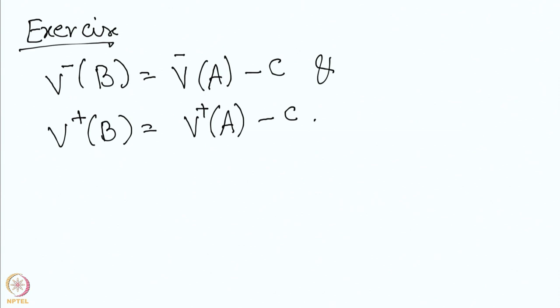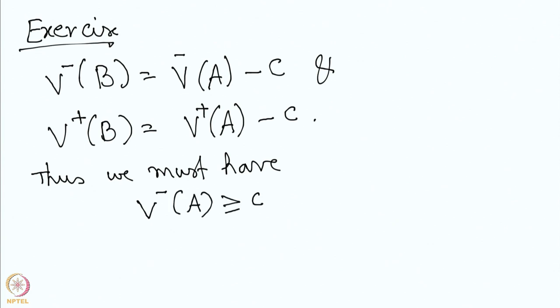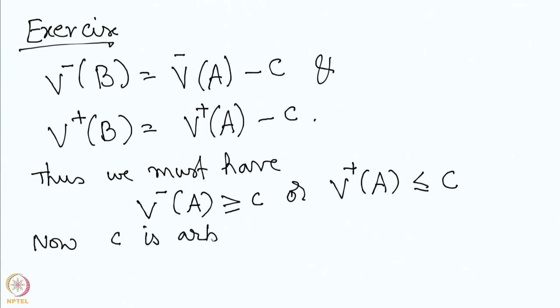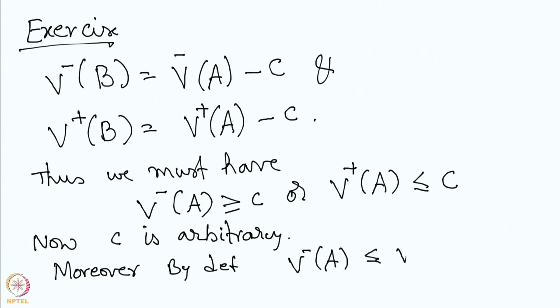Now what it says is that we know V minus of A is greater than or equal to 0, or V plus of A is less than or equal to 0. Now using that here, thus we must have V minus of A greater than or equal to C, or V plus of A less than or equal to C, and now C is arbitrary. Moreover, by definition V minus of A is less than or equal to V plus of A. Now the arbitrariness of C and this fact immediately tells us that V minus of A has to be the same as V plus of A.